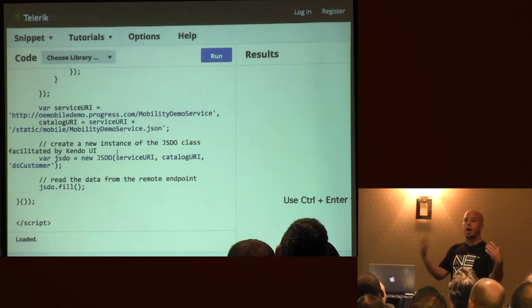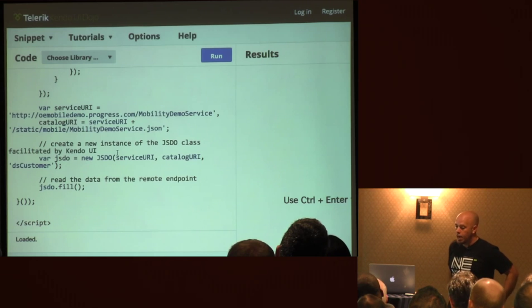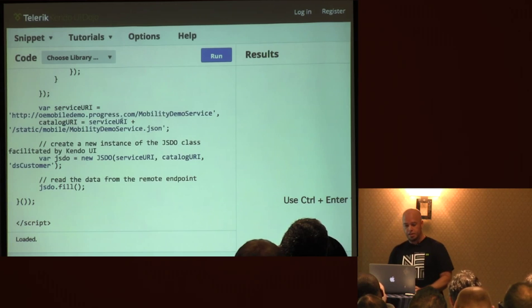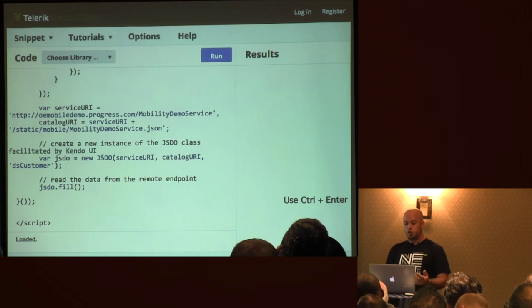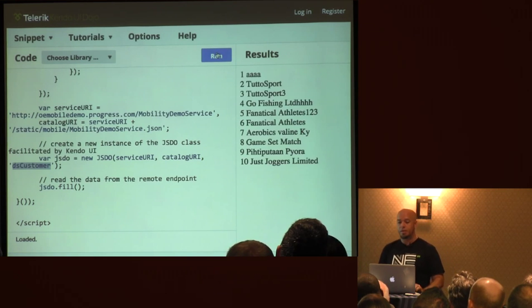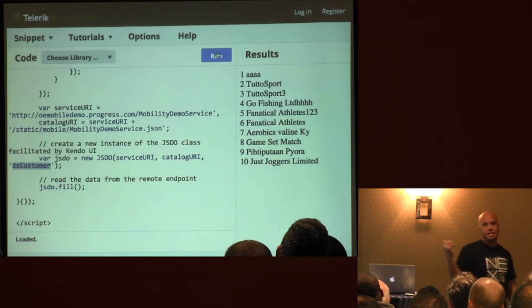I do know that there's a JavaScript object that they expose, and I want to take that and wrap it up into a class so I can reuse it. So you can see here that there's a service URI, there's a catalog URI, and basically I just create a new JSDO, which we just did up top, and I pass in that service URI and that catalog URI, and then this third parameter, and then I call this fill method on the class, and what happens is I get data back from that legacy system.